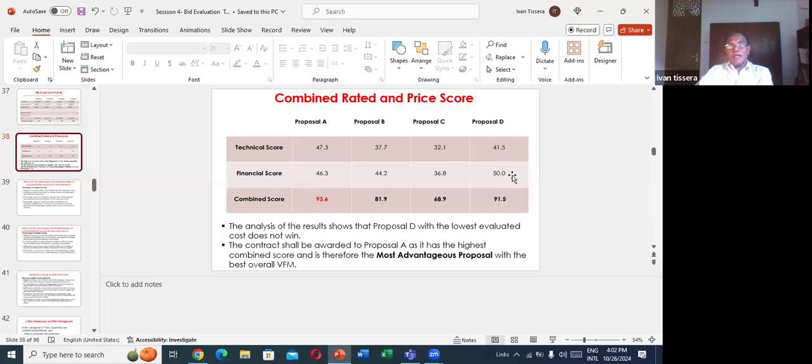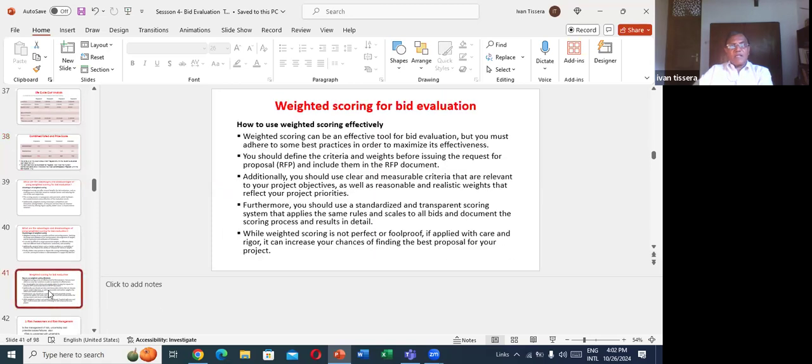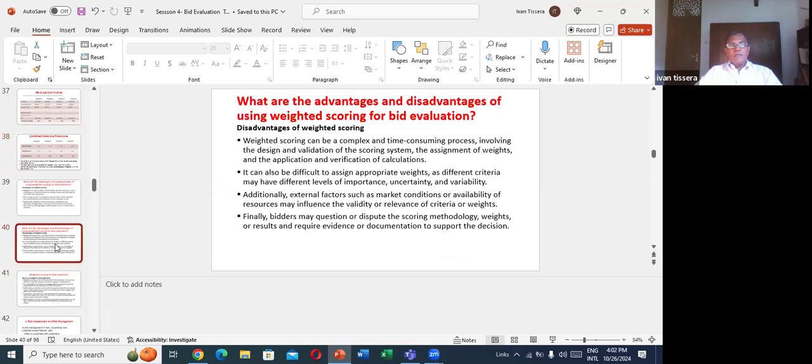Say C asks, or whoever, the lowest man asks, I am the lowest man. He got the higher, right? So how was I not selected, and A, a fairly high price, was selected? So you have the calculation. He got only 40.5 technical marks, whereas A gets 47. Otherwise, he would be the second lowest, right? So those are the disadvantages of this system, weighting tool or methodology.